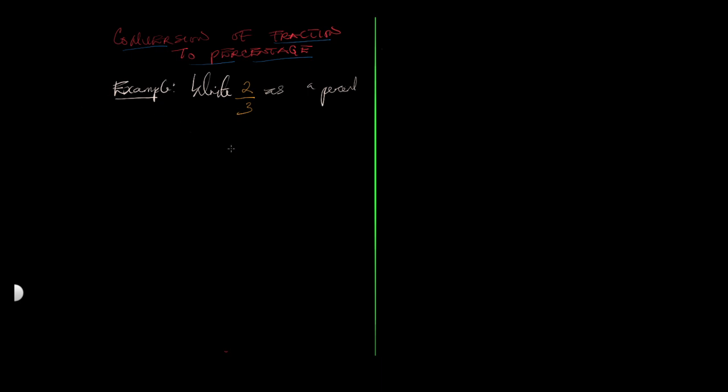When we are asked to write a fraction as a percentage, so when we are asked to write a number like this, 2/3, as a percentage, the first thing we are going to do is to multiply this fraction with 100. That's just it. Multiply it with 100.